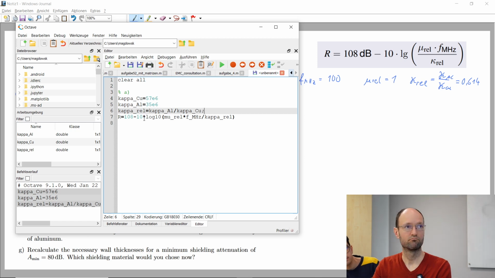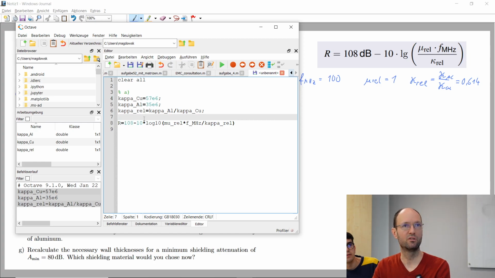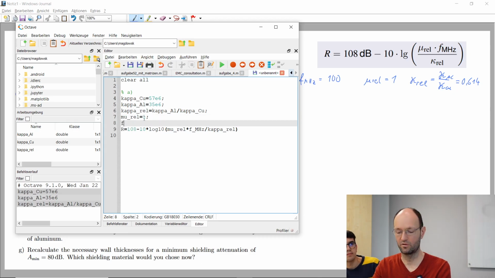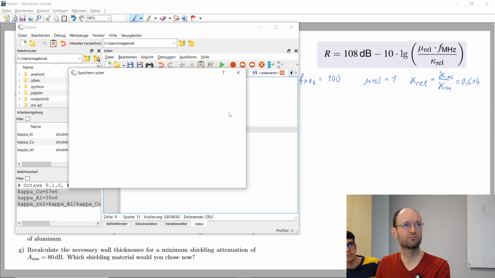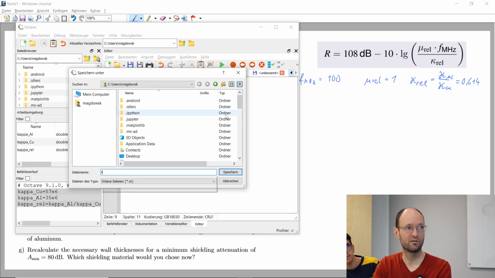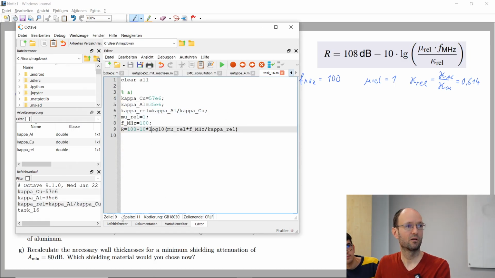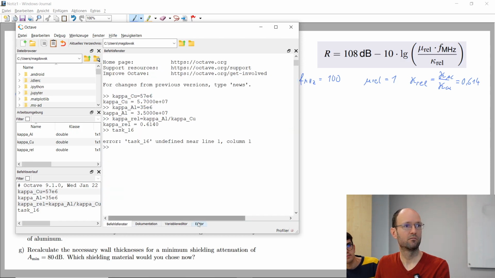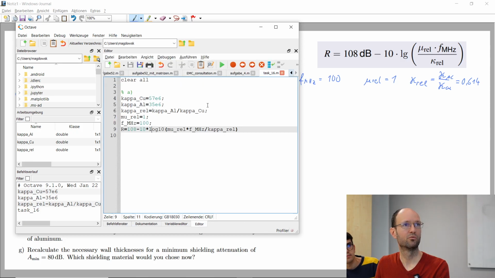With a semicolon I can suppress the output here. Of course for this calculation we need the values of mu relative, which is 1, and the frequency in megahertz is just 100. And so we should get a value. If I save this and say it's task 16, why does it not work?